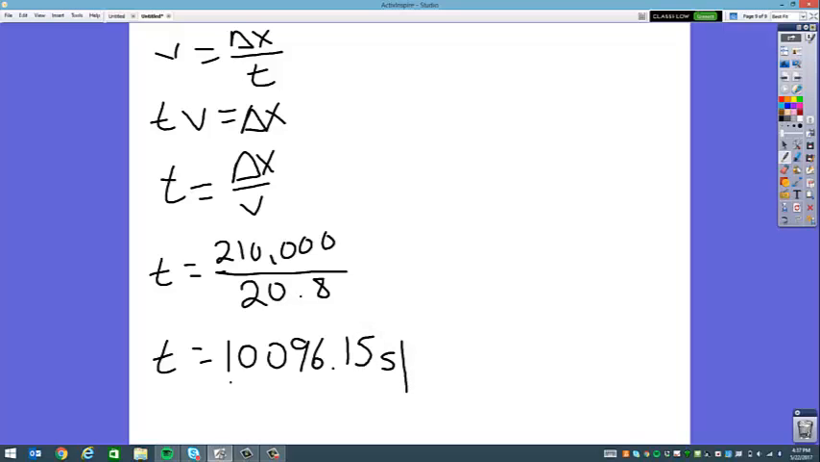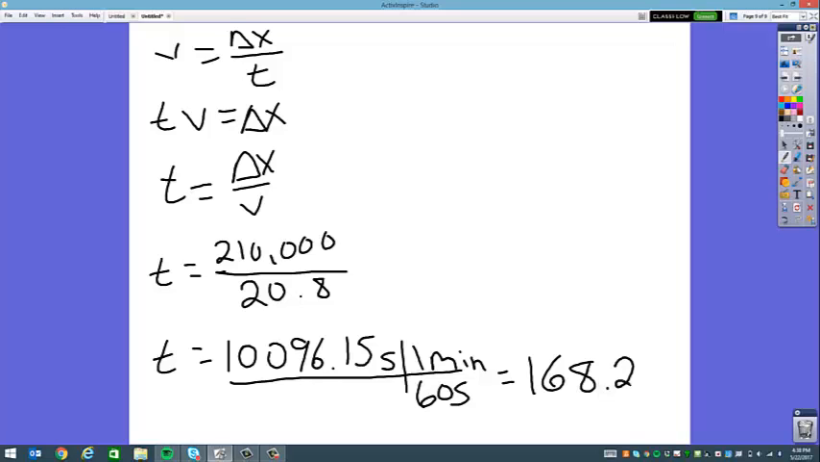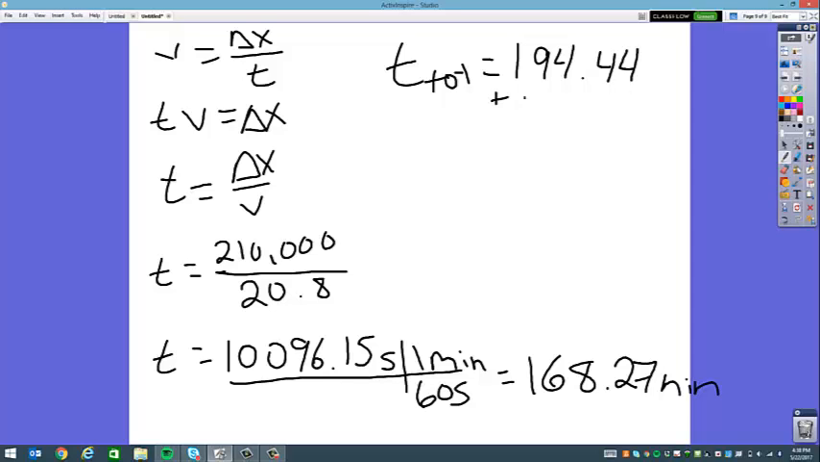That's still in seconds, so again I'm going to convert it. 60 seconds in 1 minute. So 168.27. So now to find my total time, I would add those values up. So 194.44 plus the stoppage time, which was 24, plus 168.27.